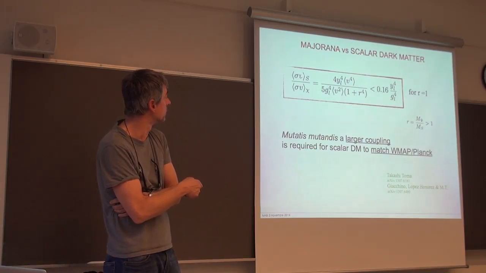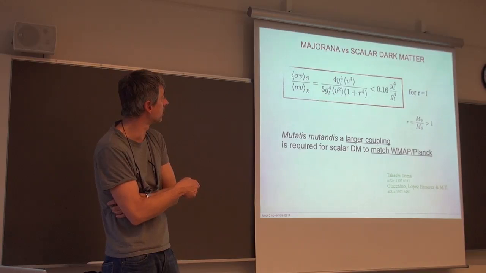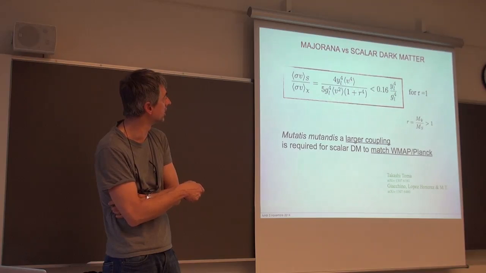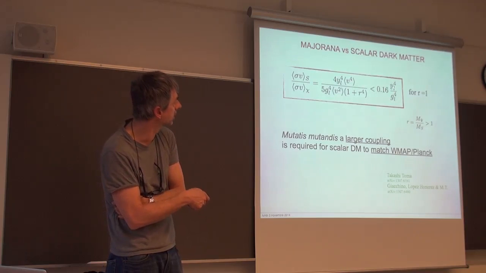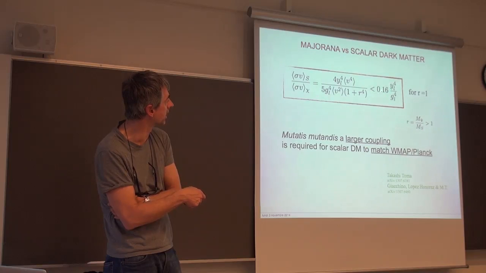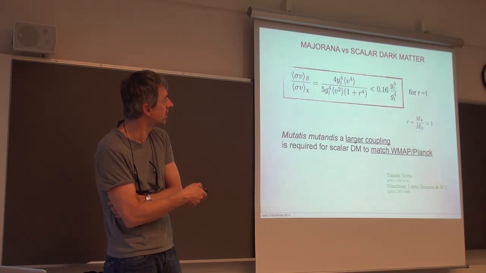One way of comparing things is to look at the relative cross-section in the scalar case compared to the Majorana case. Of course, that involves different couplings which may have different normalization, but nevertheless you can plot these two ratios. And what you get is that at most this ratio is given by this quantity, and it's suppressed.